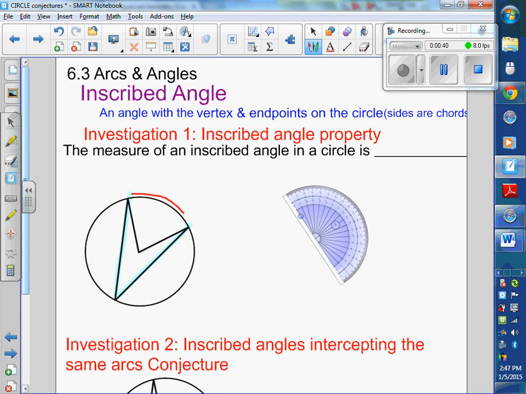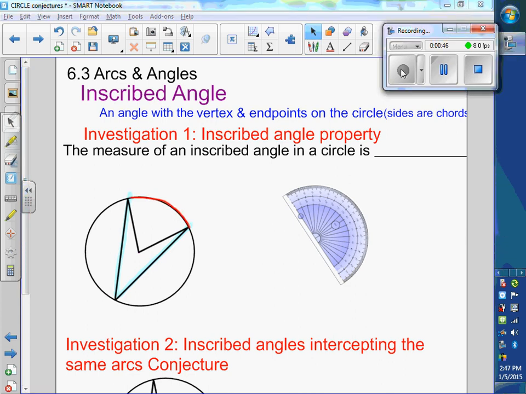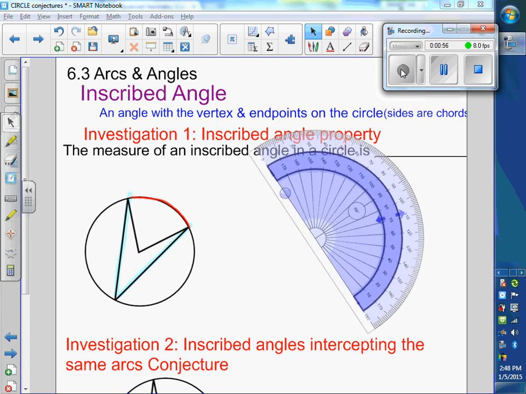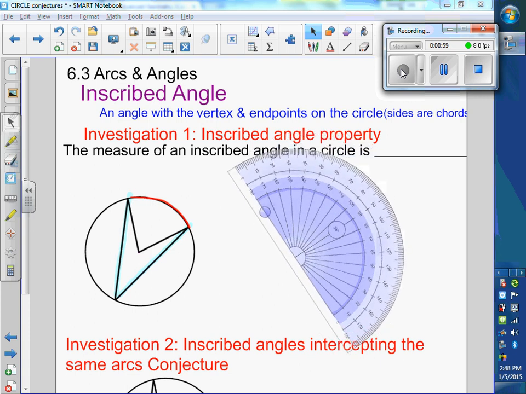In other words, it cuts that arc off. So we're going to take a protractor and use it to do this investigation. One of the things that you need to know in order to do this investigation is to remember how to figure out the measure of an arc. This arc has a measure that is equal in degrees to the central angle, which in this picture would be angle O, meaning that O would be the center of the circle.